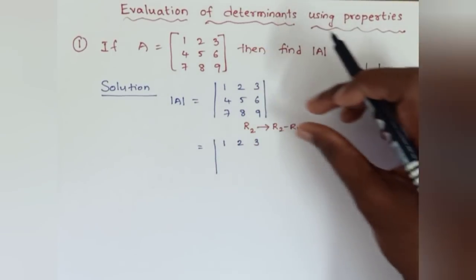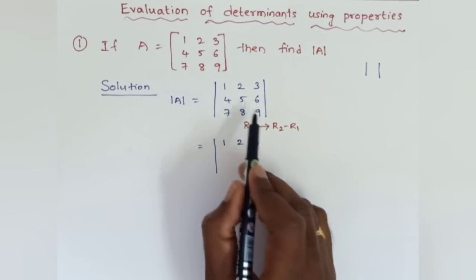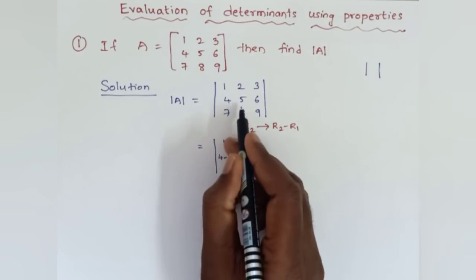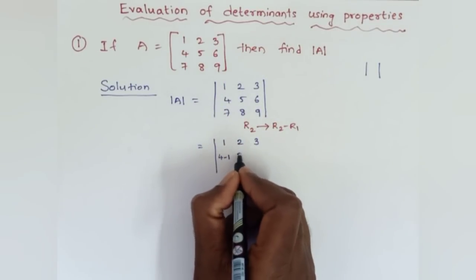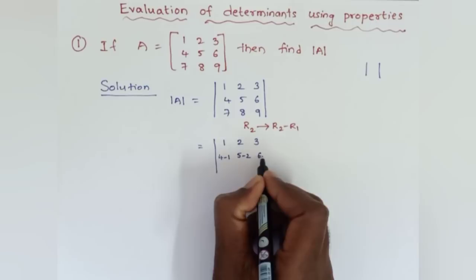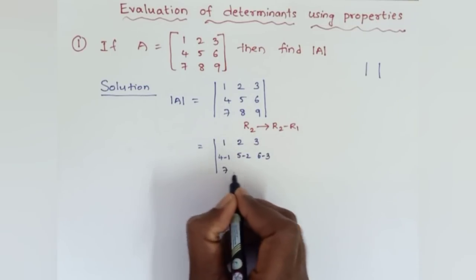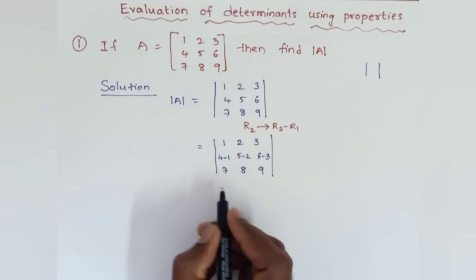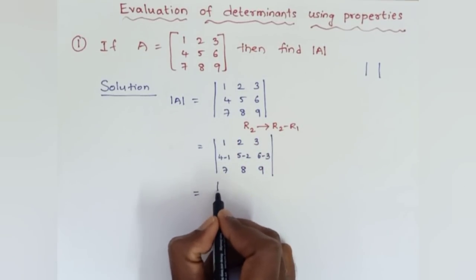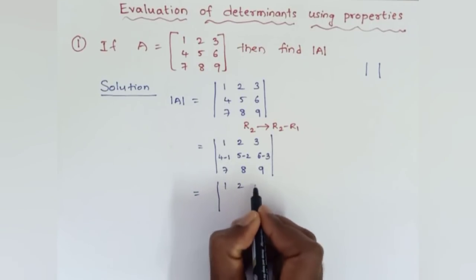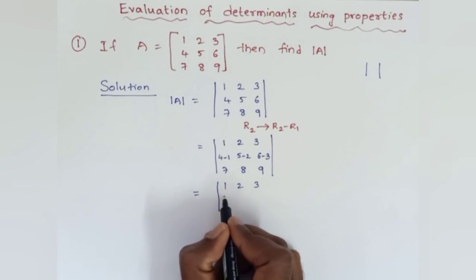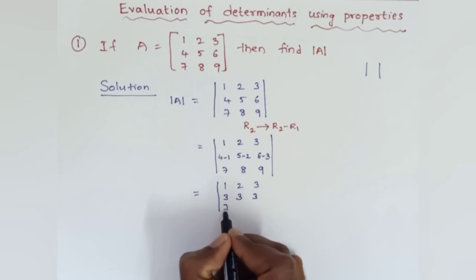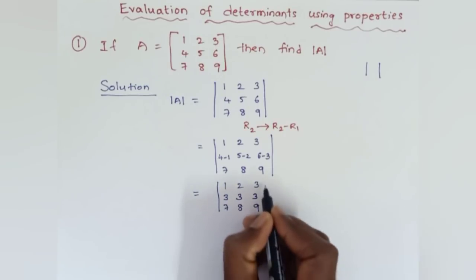So you need to apply the same operation for the corresponding elements of row 2. So 4 minus 1, next 5 minus 2, next 6 minus 3. No change in the third row, 7, 8, 9 as it is. Now this is 1, 2, 3 and this is 3, 3 and 3, and 7, 8, 9.